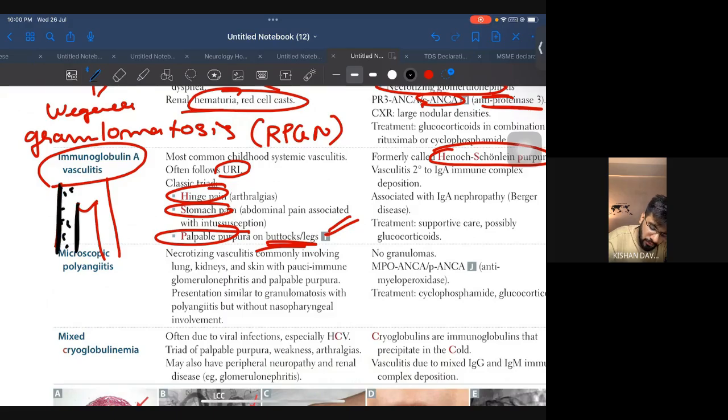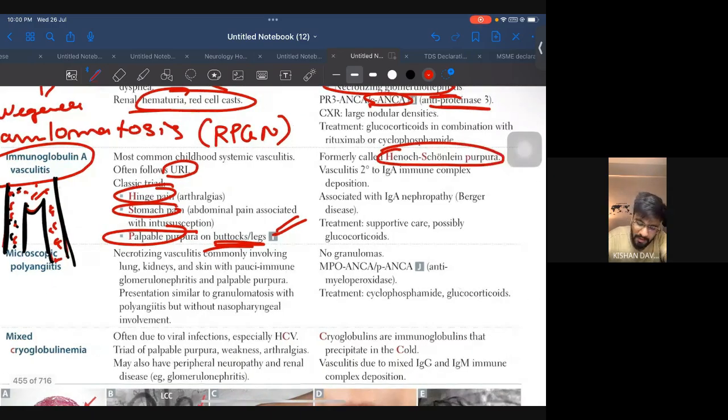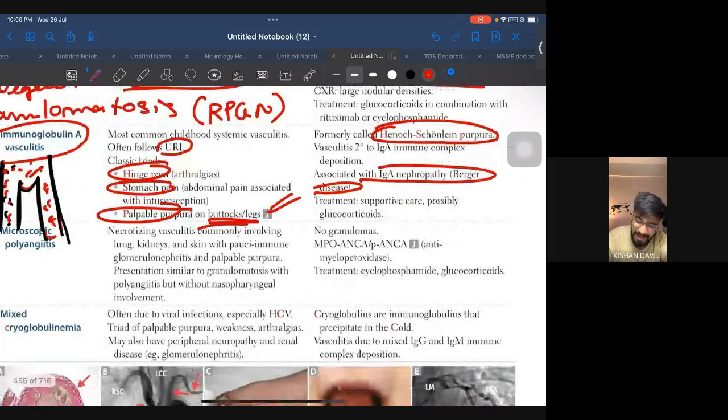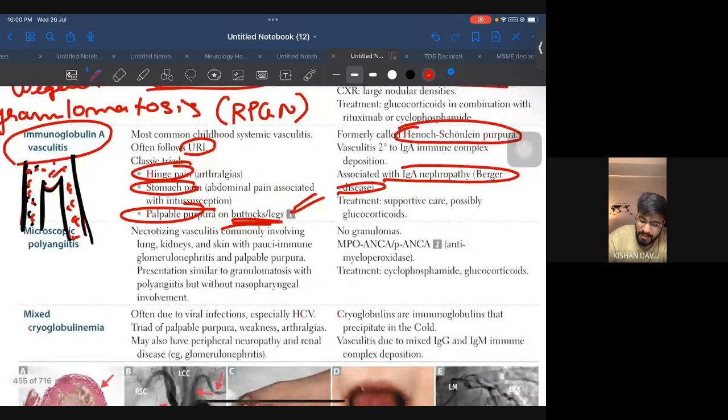Okay, I'm changing the color so that it becomes easier for you. This is the baby and they will give you red dots. Okay, on the whole buttocks and legs. Okay, if they are giving this image, strictly think about Henoch-Schonlein purpura. Okay, so IgA है, so IgA nephropathy होगी. Berger disease that we did in IgA nephropathy. That's it. तो आपको याद रखने हैं, there can be arthralgia, there can be stomach pain, and there will be purpura. So this is Henoch-Schonlein purpura.